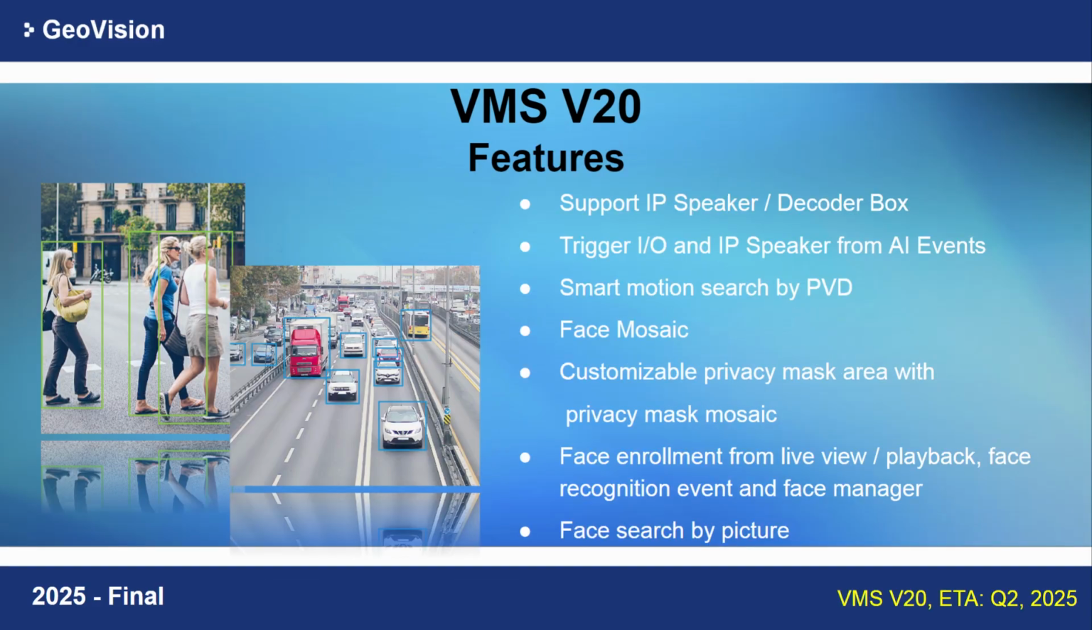Other features of VMS V20 include support for IP speakers and decoder box, the ability to trigger I/O and IP speakers from AI events such as PVD or intrusion, and the capability to search face recognition events using a picture.